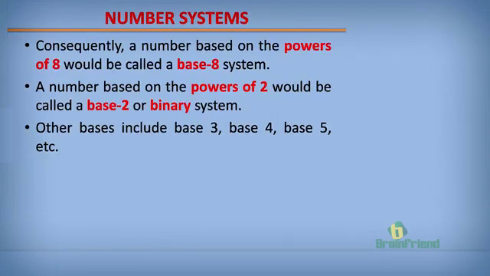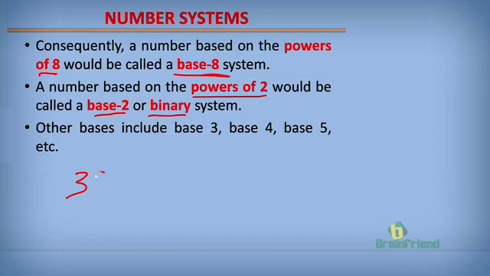So we said that since the number 3,829, which we saw previously, is based on the power of 10, it's in the base 10 system. Consequently, any number based on the powers of 8 would be a base 8 system number. Any number based on the powers of 2 would be called a base 2 or binary system.